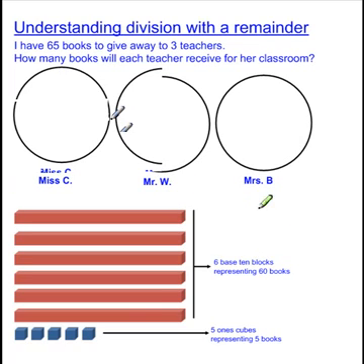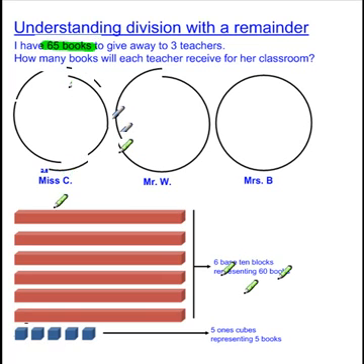Down at the bottom of my page here, you'll see that I've got 6 base 10 blocks, representing 60 books. And here I have 5 ones cubes, representing 5 books. Remember, in my word problem, I had 65 books. Here they are, 10, 20, 30, 40, 50, 60, 61, 62, 63, 64, and 65. So now we need to see how we can share these out among our 3 teachers.